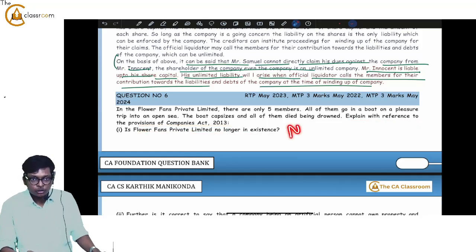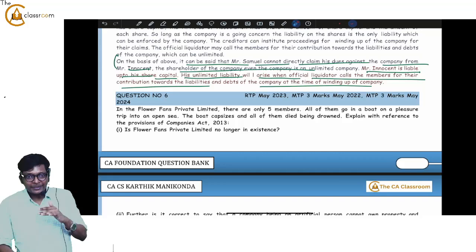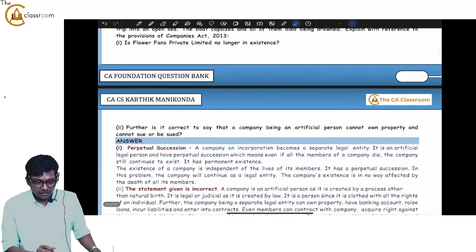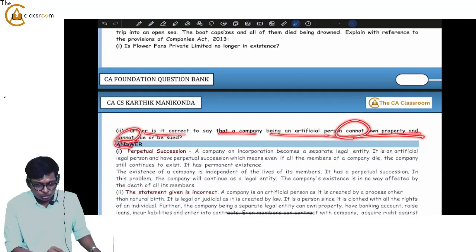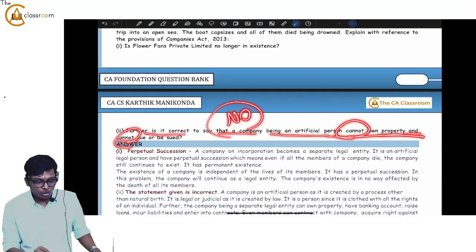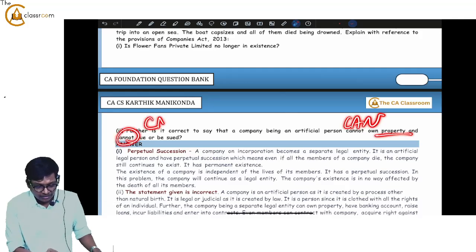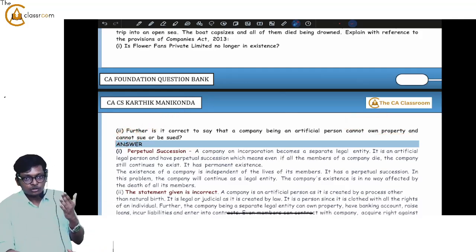Answer is no, because of the concept perpetual succession, which says members may come and go, but company will go on forever. Our part mari padu. Okay. Second, further, is it correct to say that company, being an artificial person, cannot own property and cannot sue? No. Answer is no. Company can own property and it can sue. So artificial judicial person, it can sue and can be sued.